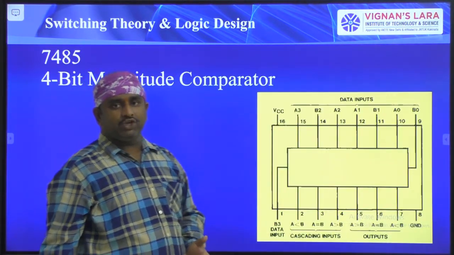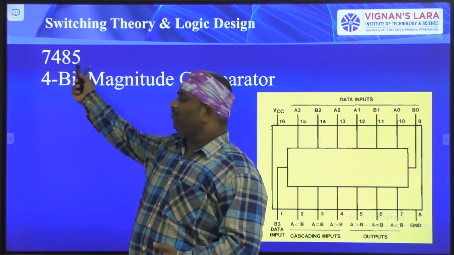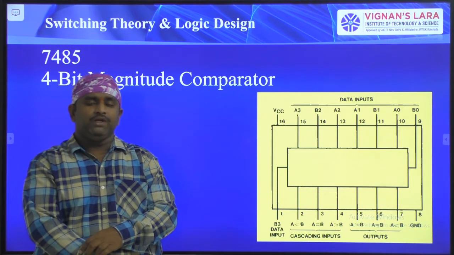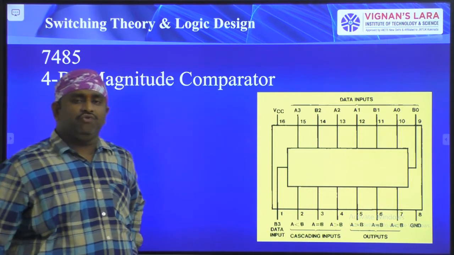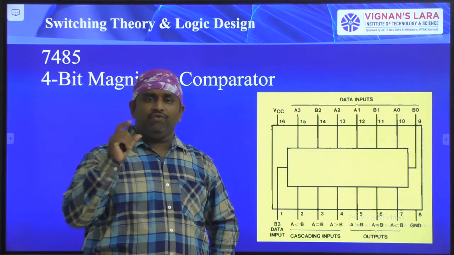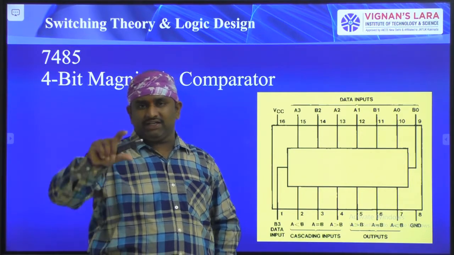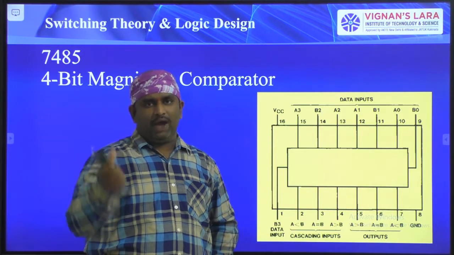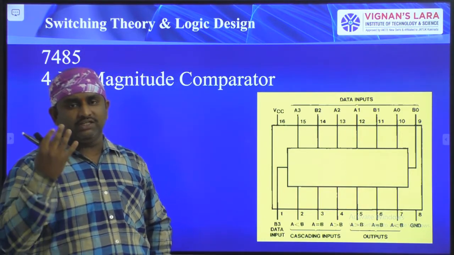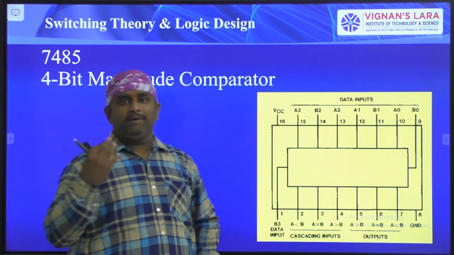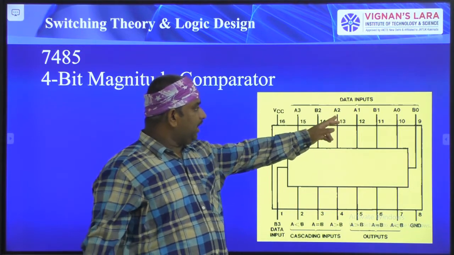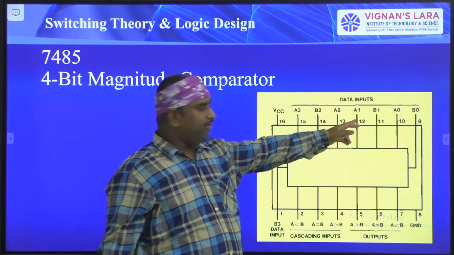Right. Next, coming to IC 7485. IC 7485 we have seen in the last video. It is a 4-bit magnitude comparator, which compares two values. For example, take A and B. A consists of 4 bits, that is A0, A1, A2, A3, and B consists of B0, B1, B2, B3. See here, A0, A1, A2, A3, B0, B1, B2, B3.